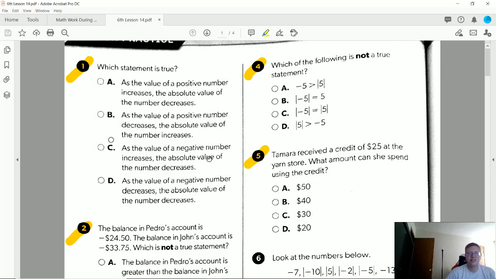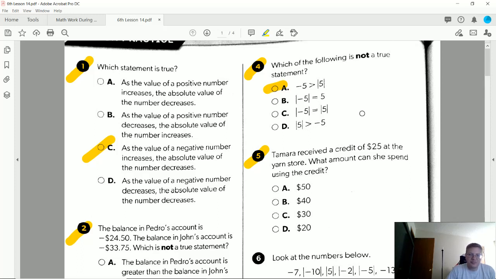Number 4, which is not a true statement. Negative 5 is greater than the absolute value of 5. Well, the absolute value of any positive or negative number is going to be its distance from 0. It's always going to be a positive number. So this one cannot be true. The absolute value of negative 5 is equal to 5. That is true. Oh, sorry, we want the one that's not true. So this one is the one that's not true.